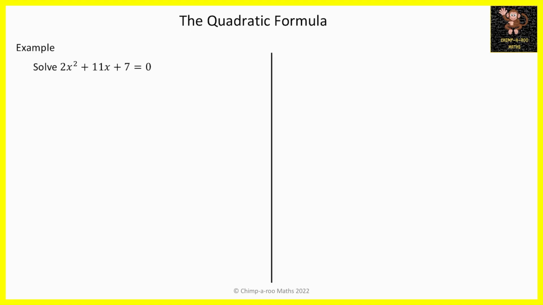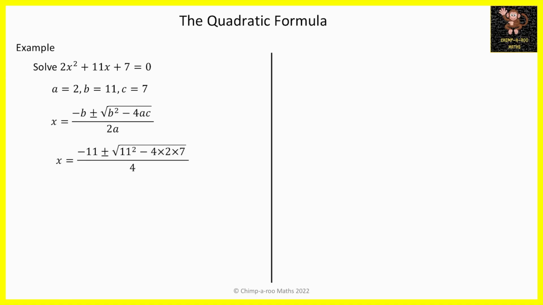So our first example, we've got solve 2x squared plus 11x plus 7 equals 0. With any of these equations, once it's in this form, the first step is to write what a, b and c are. So a is 2, b is 11, c is 7. Write down that quadratic formula. The more times you write it down, the easier it is to remember it. And you've always got it in front of you, so when you're substituting, you don't make any mistakes. So there we are, write it down and substitute in the numbers.